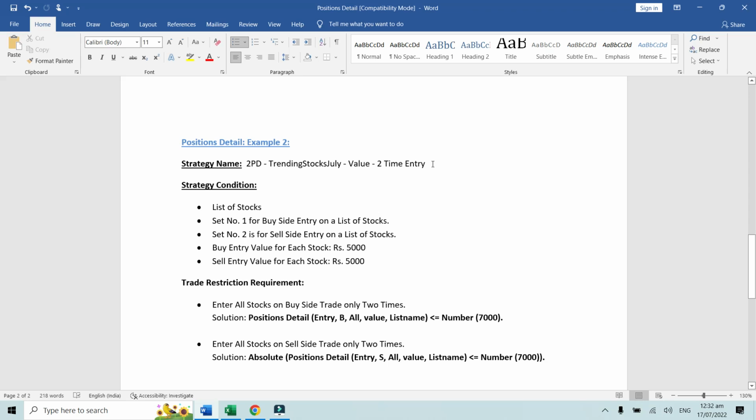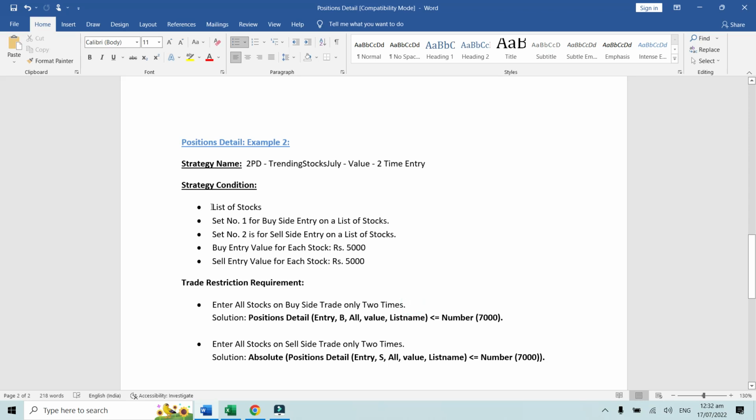So the condition in this case is that the trade restriction requirement that we have for this positions detail keyword is that we want to enter into all stocks on the buy side only 2 times. So whatever list we have created, suppose it has 4 stocks in that list, and you want to trade in those 4 stocks only 2 times in the day, 2 times on the buy side and 2 times on the sell side, then how do we create that is what is discussed in this part of the video.